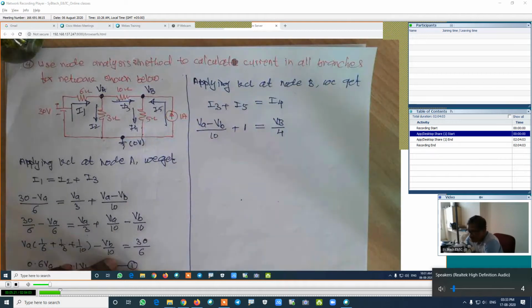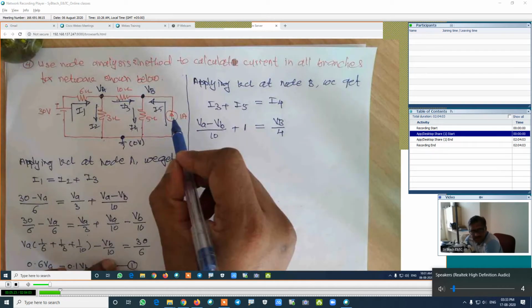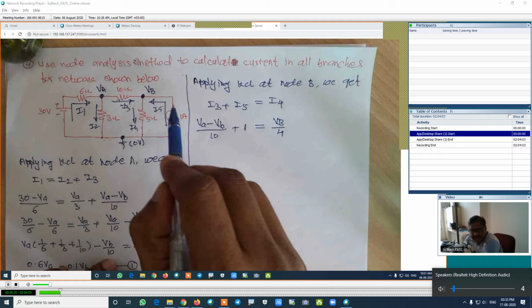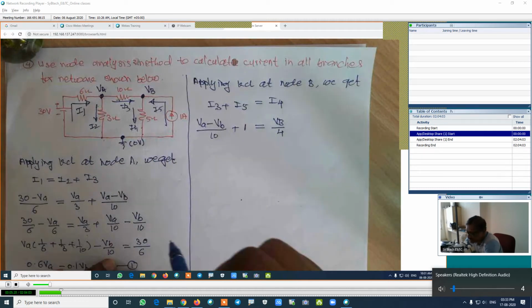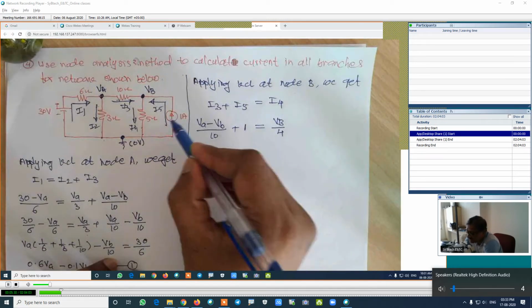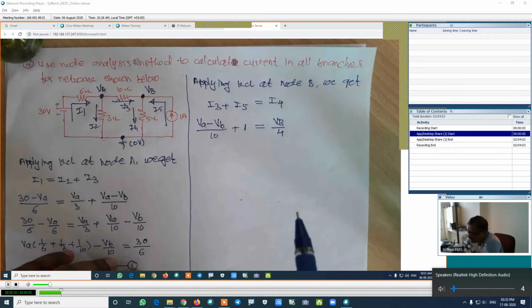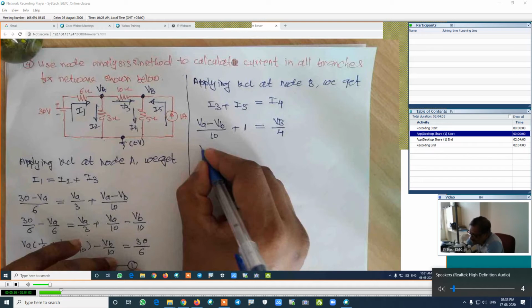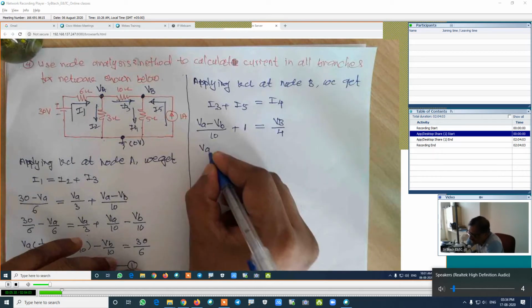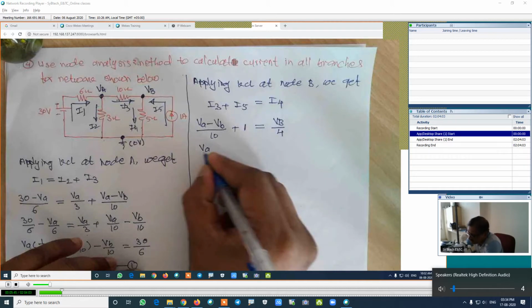Is it right? Means whenever we have the current source, the nodal analysis method becomes more simple. Is it right? Means we have to take this value of the current as it is, which is I5, this 1 ampere. That's why I have taken 1 ampere. Now simplify this equation. It is VA divided by 10 minus VB divided by 10 plus 1, which is equal to VB divided by 4.